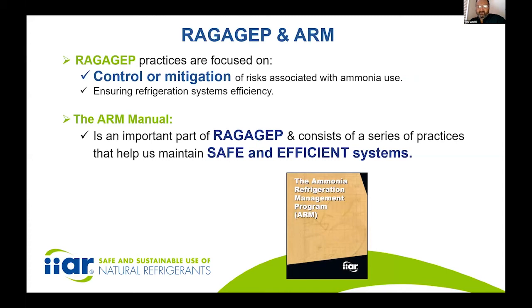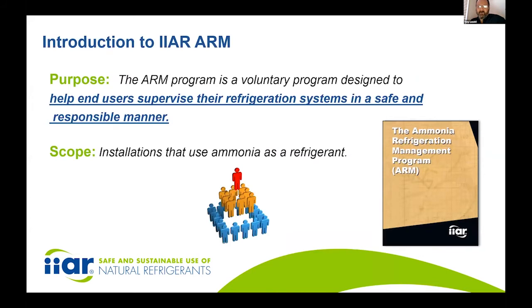And the ARM manual, which is pictured in front of you, is an important part of RAGAGEP and consists of a series of practices that helps us maintain safe and efficient systems. And the purpose of the ARM program is it's a voluntary program designed to help end users supervise their refrigeration systems in a safe and responsible manner. And it's, of course, for installations that use ammonia as a refrigerant.